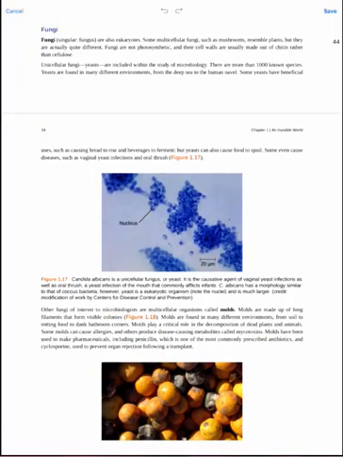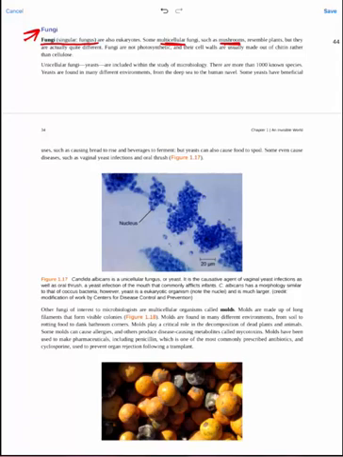All right, so our next section we're going to talk about is the fungi. Fungi, or fungus in the singular, are also eukaryotes. Remember, we're talking about eukaryotes right now, not prokaryotes. Some multicellular fungi, such as mushrooms, resemble plants, but they're actually very different from plants.